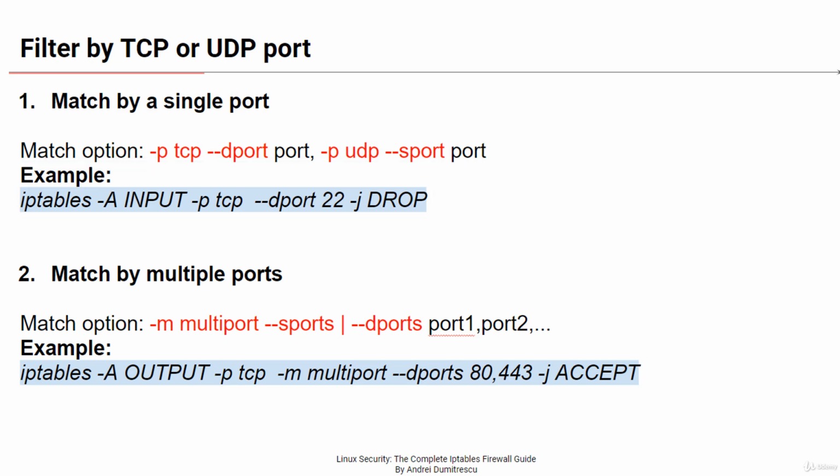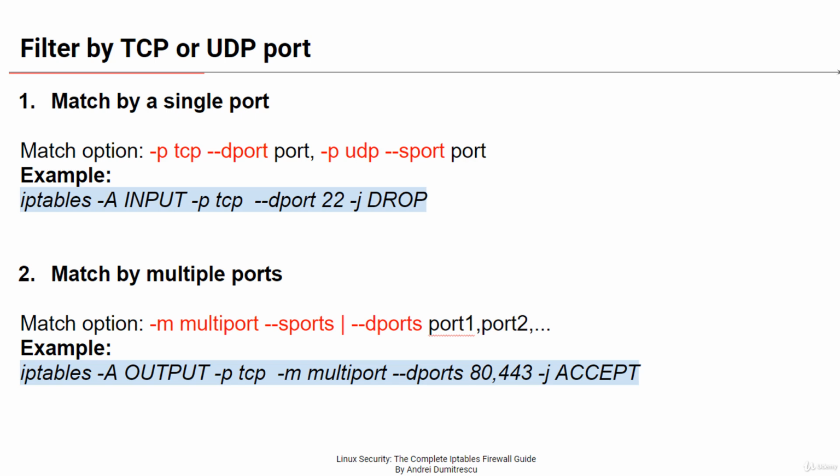If we want to match by multiple ports, we can write more iptables rules, one rule for each port, or we can use another option, which is -m multiport. There are two other options, --sports to match by source ports and --dports to match by destination ports. After that match option come the ports separated by commas.